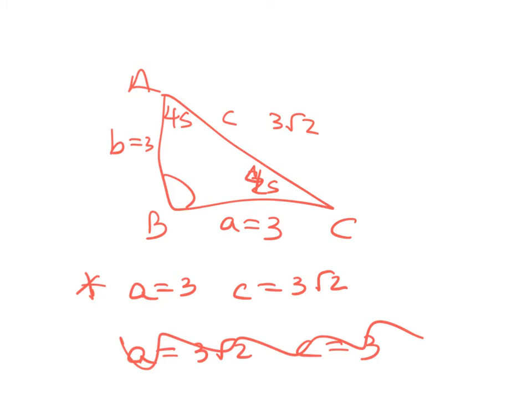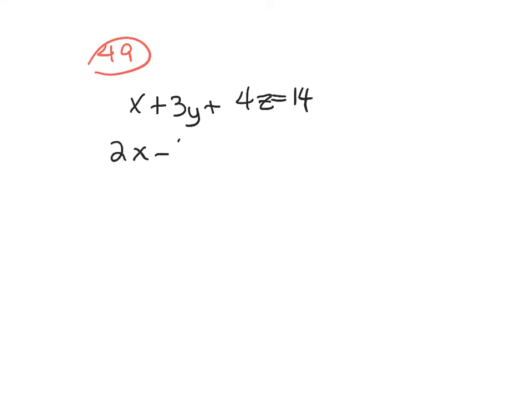All right, let me do number 49. 49 has 3 unknowns, and you will have one of these. So this is number 49. So we have x plus 3y plus 4z equals 14, and then 2x minus 3y plus 2z equals 10, 3x minus y plus z equals 9.